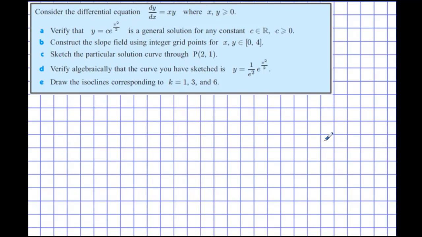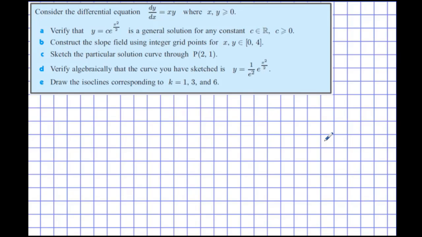Part D: verify algebraically that the curve you sketched is y equals 1 over e squared, times e to the x squared over 2. So that will be just finding the particular solution that goes through 2, 1. And part E: draw isoclines corresponding to k equals 1, 3, and 6. When it says k, that means the gradient: dy by dx equals 1, dy by dx equals 3, dy by dx equals 6. It's literally just joining all the different points that have gradients of 1, that would be one line, of 3, that would be another line, and 6, that would be a third line.